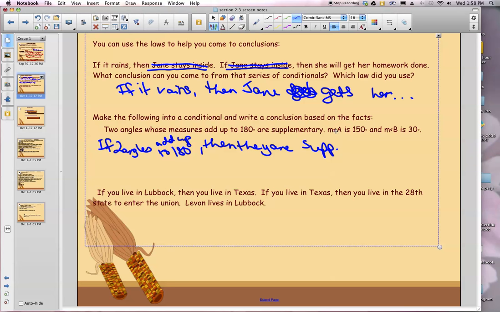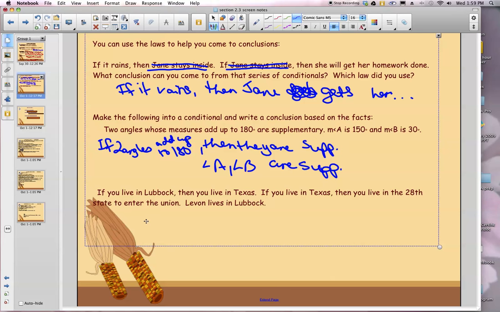And then we know that angle A is 150 and angle B is 30. Okay? Well, the question is, given this conditional statement, is the hypothesis true? Do the 2 angles add up to 180? Yup, 150 plus 30 is 180. So therefore, they are supplementary. So our conclusion would be that angle A and angle B are supplementary. And we use the law of detachment to say that because we made a true conditional statement and the hypothesis was true, therefore, the conclusion would have to follow.